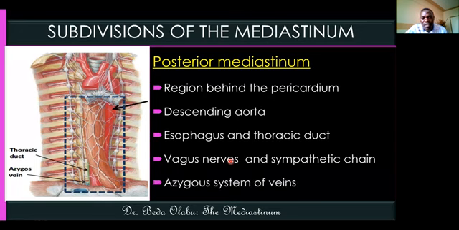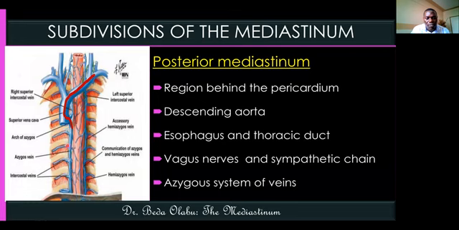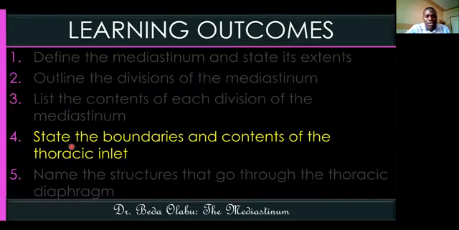The azygous venous system refers to the system of veins that drain the chest wall. These veins are formed by the intercostal veins. The intercostal veins join to form the azygous venous system. So the azygous venous system is also part of the posterior mediastinum. Great, so that is the posterior mediastinum, and that summarizes the story of the divisions and contents of each mediastinum.